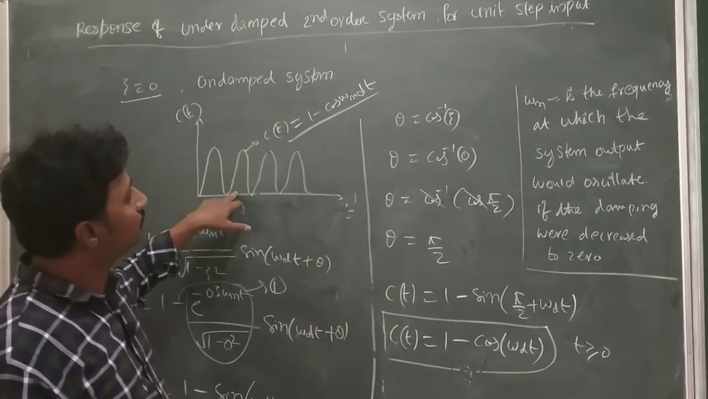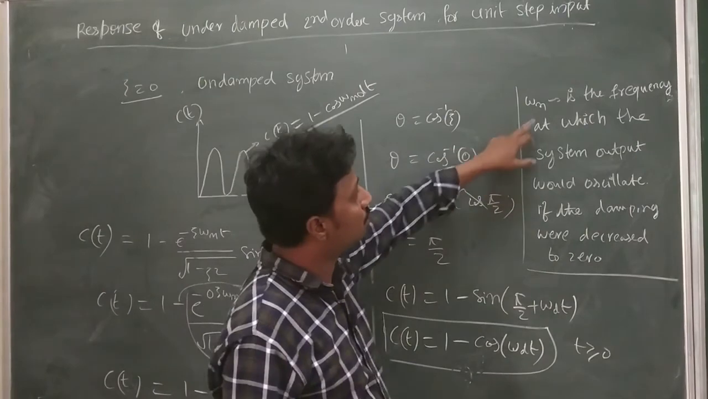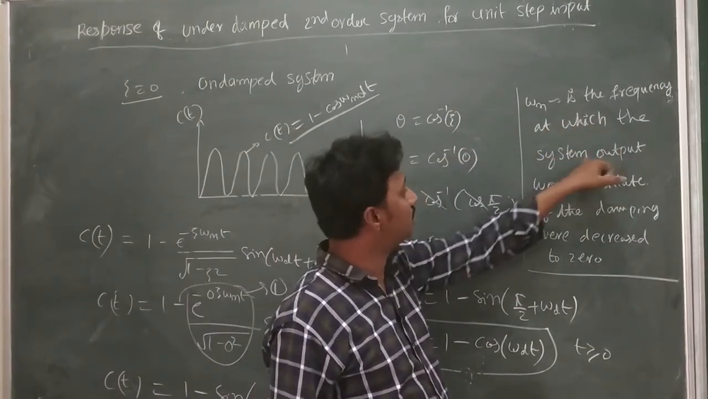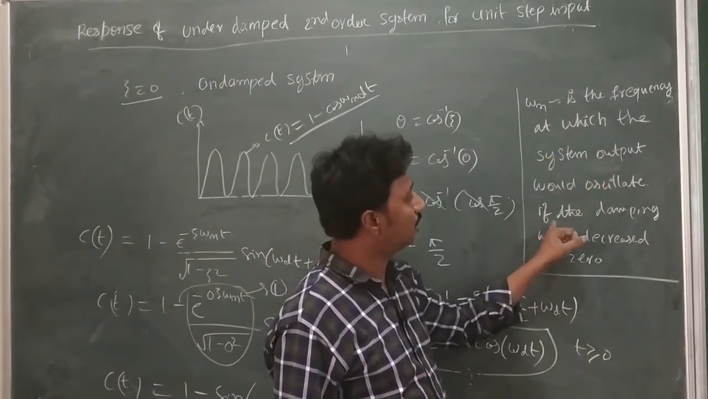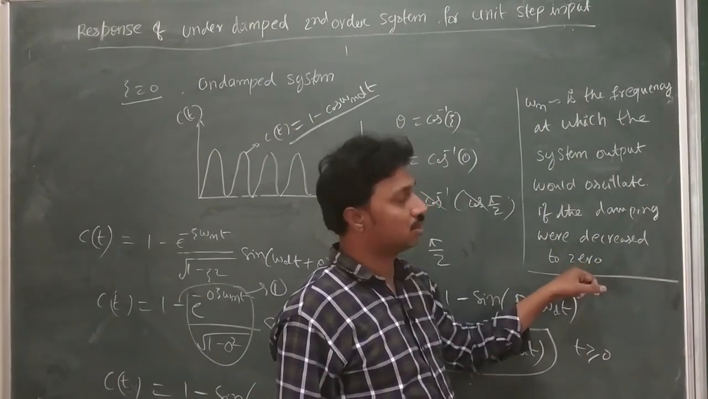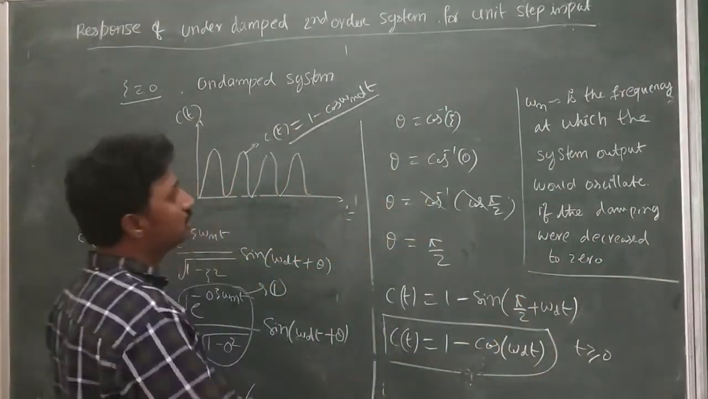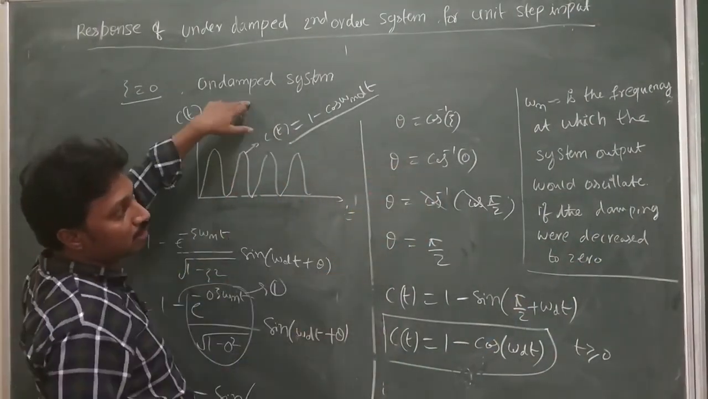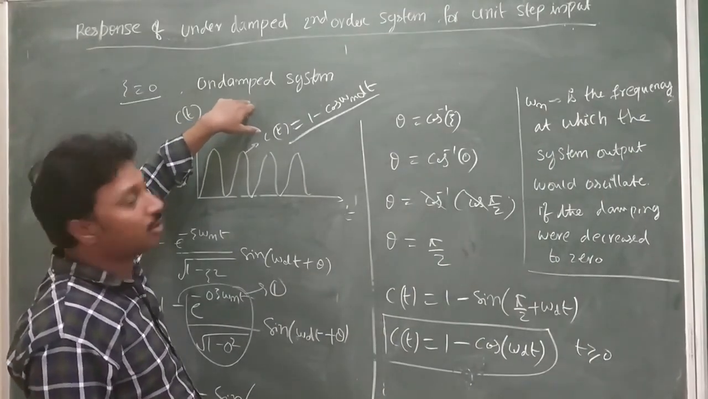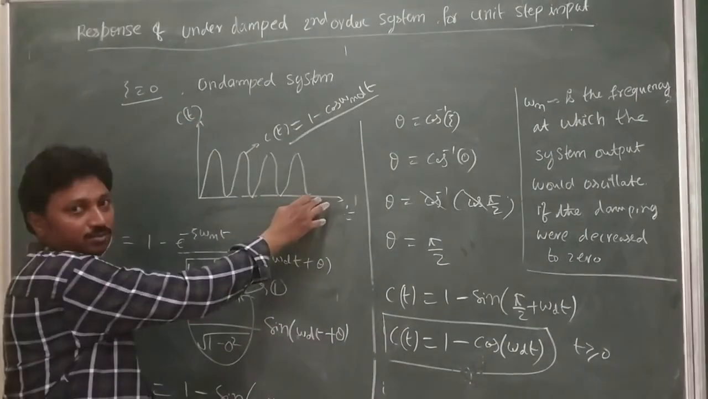Here there is omega n. Omega n is the frequency at which the system output would oscillate if the damping were decreased to 0. Here, omega n is the frequency at which the system output would oscillate, right?